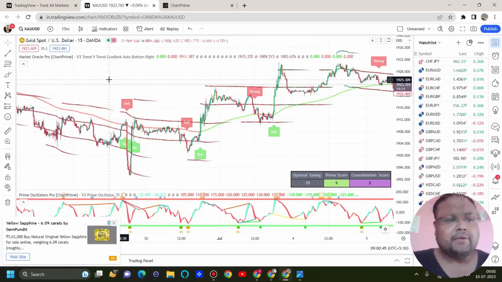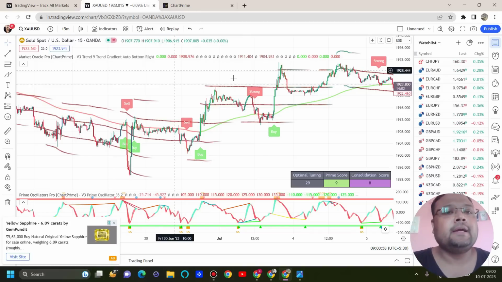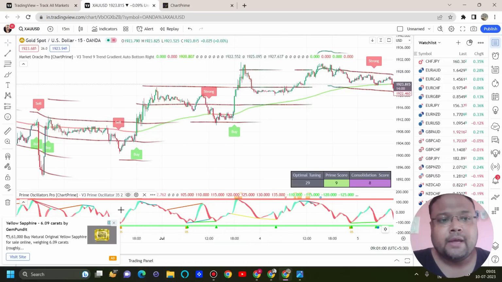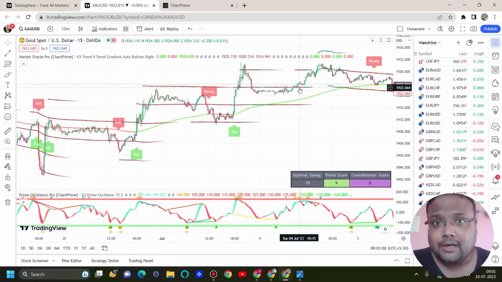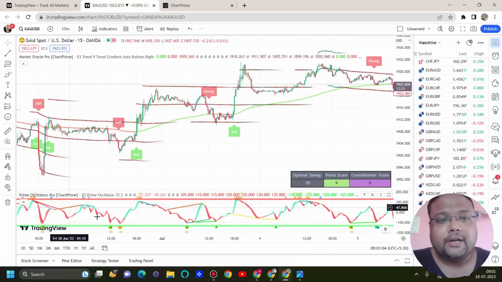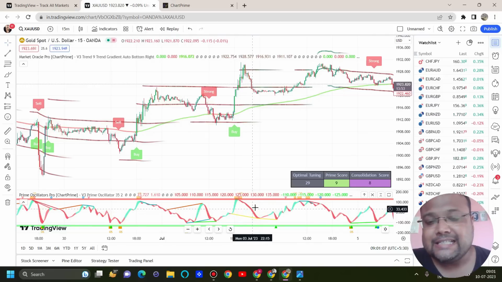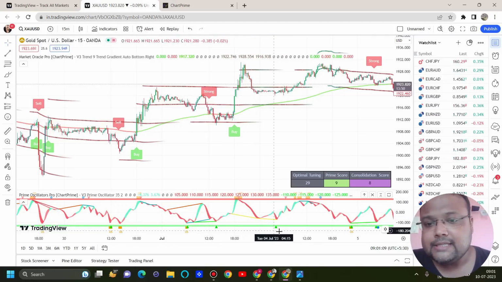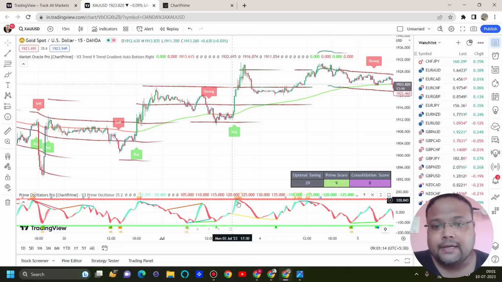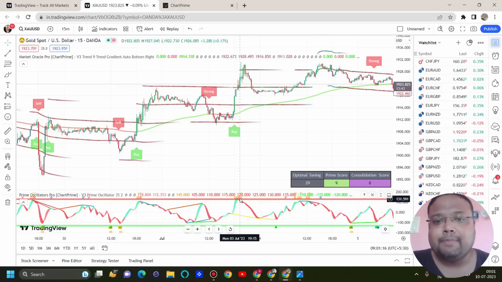And yes, as you can clearly see, it does not repaint, so the accuracy of the tool is also very good. If you follow proper risk management along with the signals of Chart Prime, then definitely you can expect to make some good money. Apart from the signals on the chart, you can also see that the oscillator also generates signals. The green signal at the bottom tells us about the buy, the red arrow at the top tells us about the sell position or the sell opportunity.